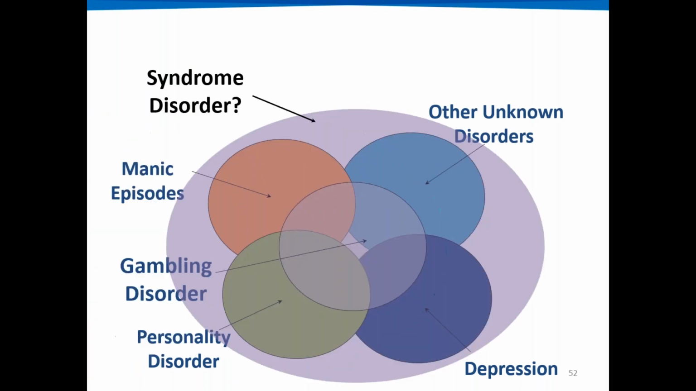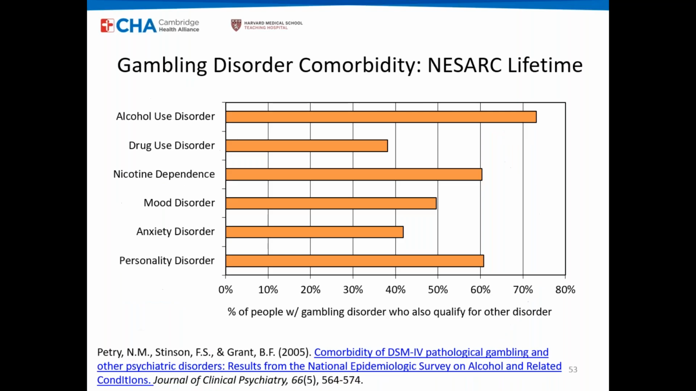It might be that a more general syndrome disorder accounts for all of these symptoms. This has implications for how we identify, prevent, and treat gambling disorder. And indeed, when we look at the data, psychiatric comorbidity, in other words, suffering from multiple mental health disorders, is particularly associated with gambling disorder. The majority of individuals with gambling disorder experience other mental health and substance use disorders as well.